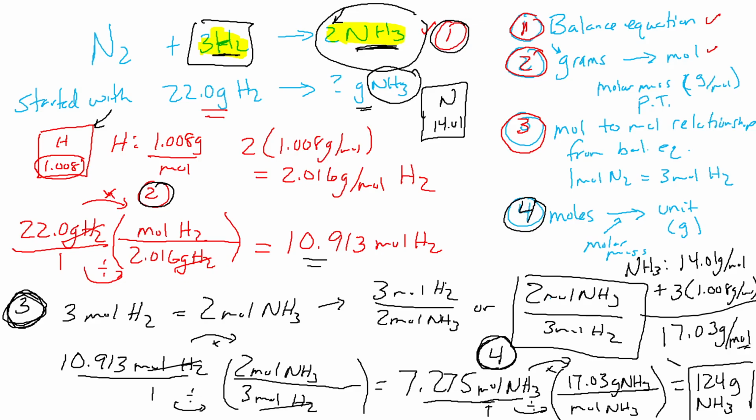What does this number represent? This number represents if you did this reaction, everything went perfect, you threw in there 22.0 grams of H2. In theory, you should get out 124 grams of NH3. That is what is known as the theoretical yield. That is the theoretical yield, which is your maximum yield. If everything went perfect, that is what you should get out.